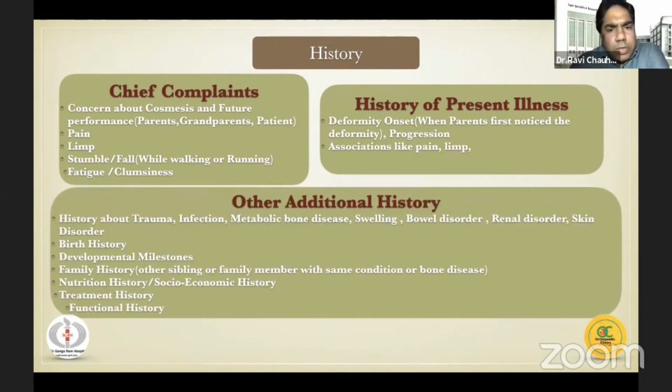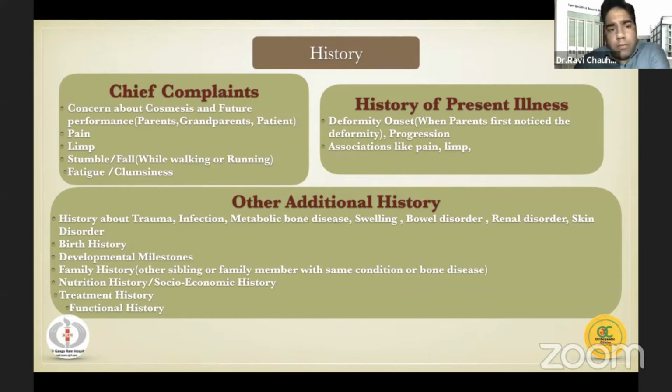History of present illness is followed by other additional histories. Sometimes we call it the negative history and other histories. These histories help us to find out the exact cause of the valgus. History about trauma, past infection, metabolic disease, swelling, bowel disorder, renal disorder, skin disorder. Bowel disorder and skin disorder are important because they suppress vitamin D absorption. Renal disorder can lead to renal osteodystrophy, and swellings in other parts of the body.